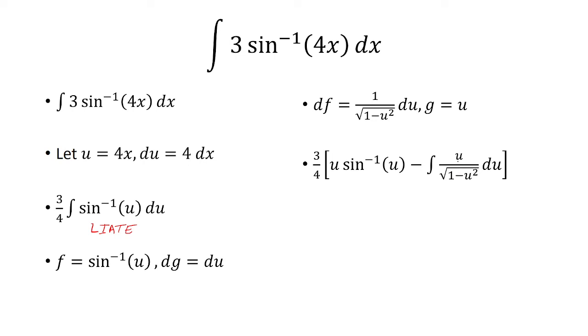Now we have to integrate the u over the square root of 1 minus u squared. For that, we're going to introduce a new substitution. We'll call it z. That's going to be equal to 1 minus u squared. So dz is negative 2u du.